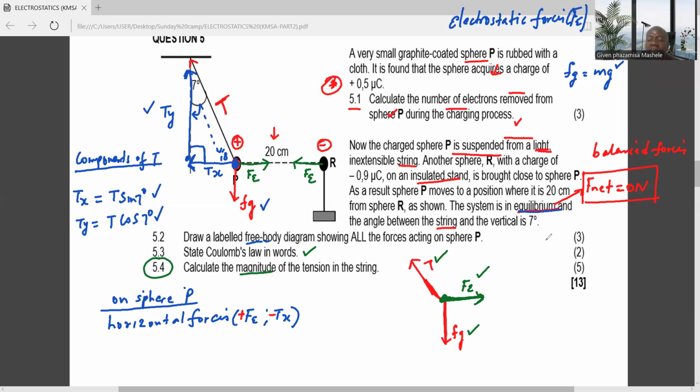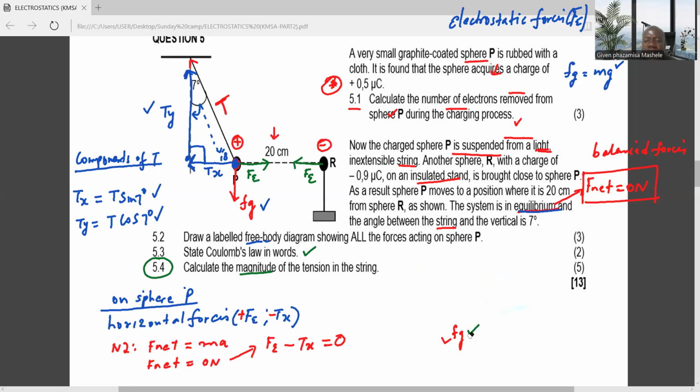Since they said the system is in equilibrium, we know that according to Newton's second law of motion, the net force is equal to mass multiplied by acceleration. In equilibrium, the net force is 0, so you just add the two forces. We have Fe, which is positive, minus the tension Tx, and we equate this to 0. We want to calculate the magnitude of the tension in the string.